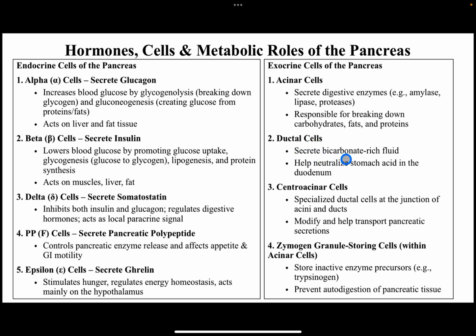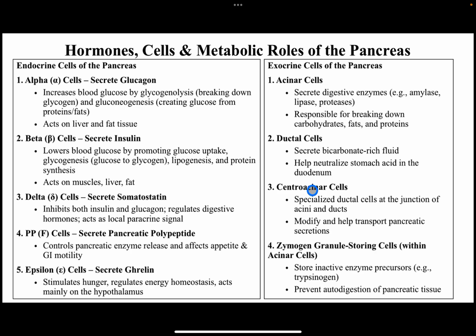Then we have the ductal cells. They secrete bicarbonate-rich fluid that helps neutralize stomach acid in the duodenum. And this is the reason why, when food is coming from the stomach into the duodenum, it's mixed with hydrochloric acid. Imagine the food moves in there and there is nothing like a neutralizer. Your intestines, including the duodenum, are going to wear away. That's why we have the ductal cells that secrete the bicarbonate-rich fluid, which helps to neutralize the stomach acid in the duodenum.